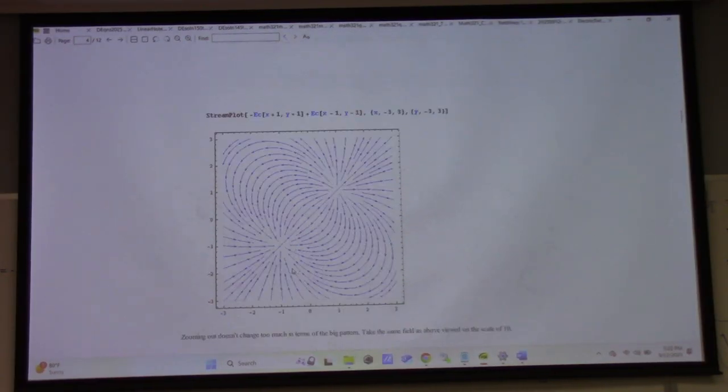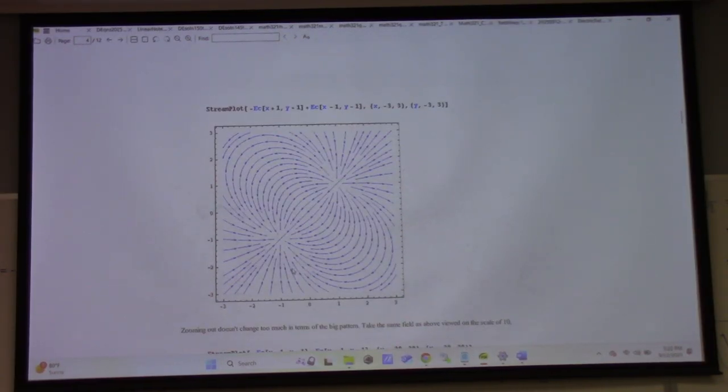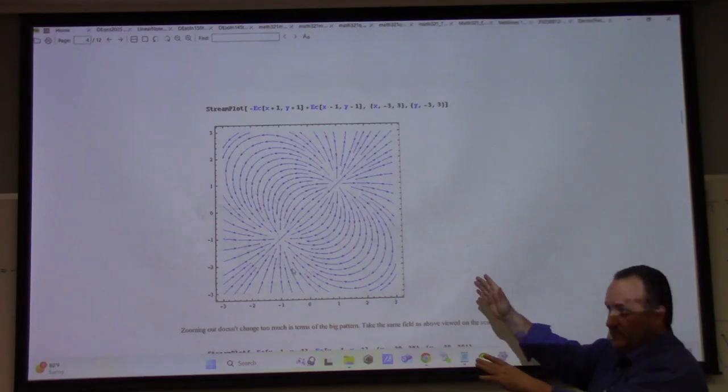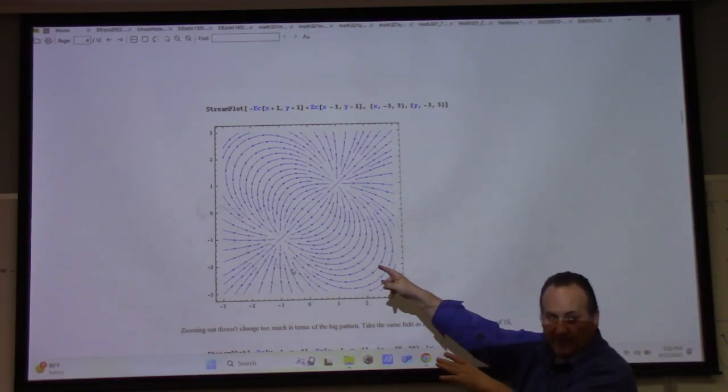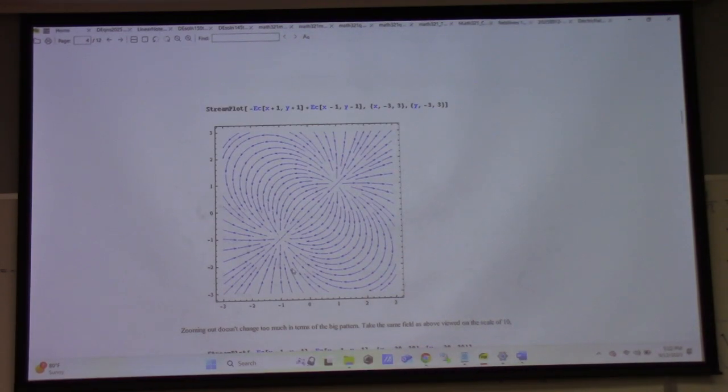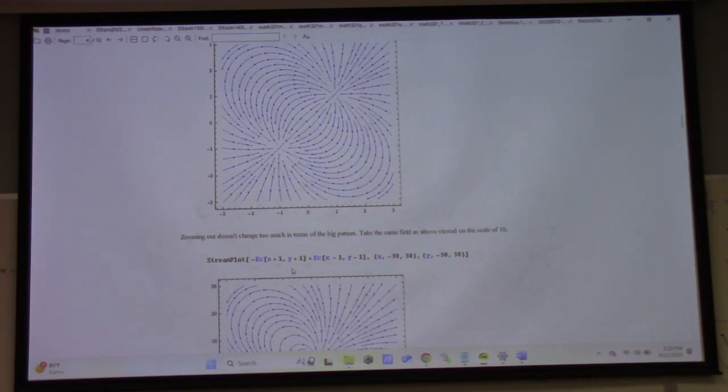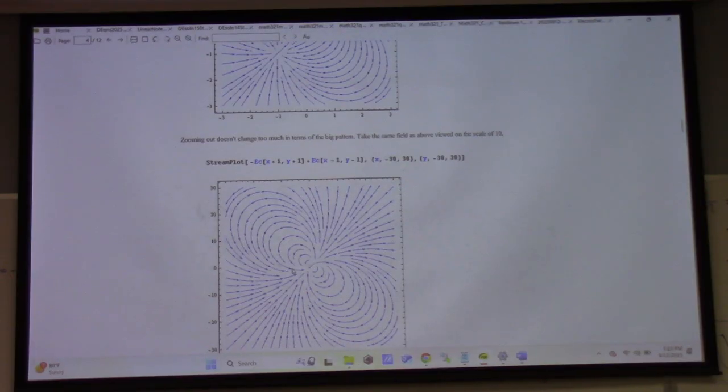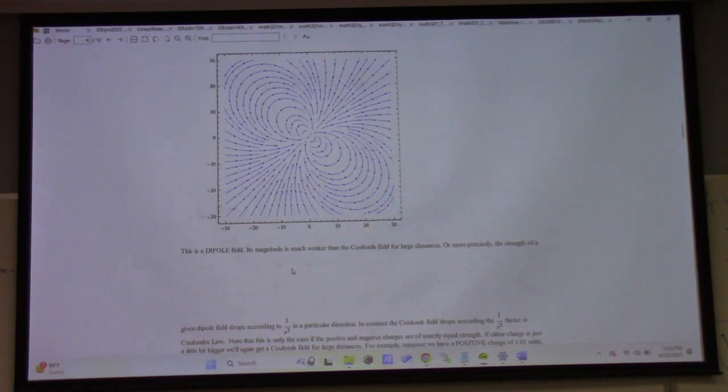Going on here, I've got one negative, one positive charge, exactly equal. This is the dipole field from having one at 1, 1, and the other one at minus 1, minus 1. What happens if I zoom out? If I scale out to 30, look, it's the pure dipole if we look from far away. See that? That's the dipole field.